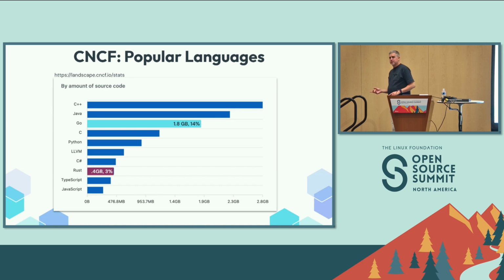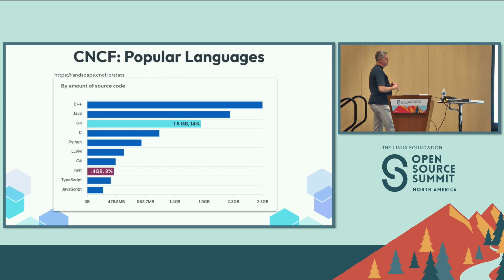Now, the other slice of that data that the CNCF provides is by amount of source code, which, again, as a measure is interesting in that we don't usually think about source code in megabytes of content. But anyway, this was also there, so I thought I'd show it. I found it interesting because C++ far outweighs any of the other languages by amount of source code.